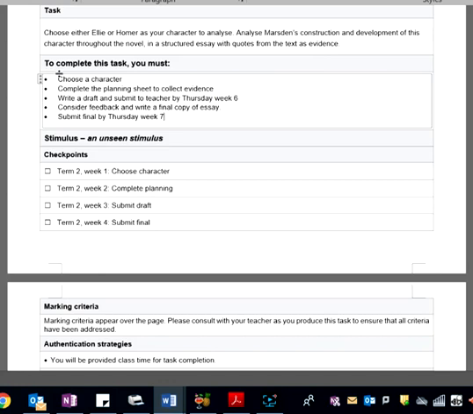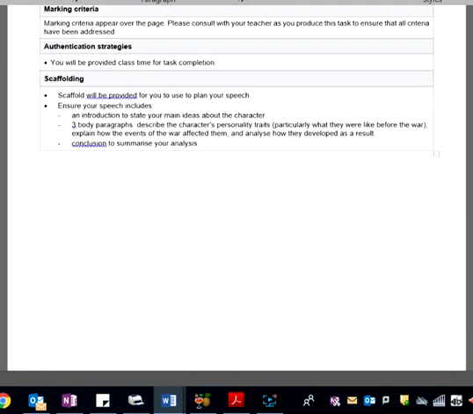Okay, so let's go over that again. Choose your character, complete the planning sheet, write and submit a draft, that's due in week 6, read my feedback, and then write a good copy, and that's going to be due in week 7. And like I said before, hopefully we're back at school by then. Okay, scaffolding. Now I've given you a more detailed scaffold, but here I've just written very simply that you need to include an introduction, 3 body paragraphs, and a conclusion. Now it was a speech. We've had to change it because obviously of COVID-19.